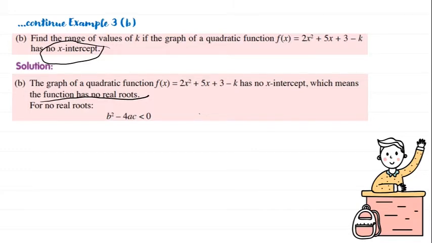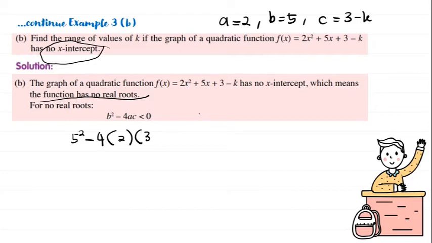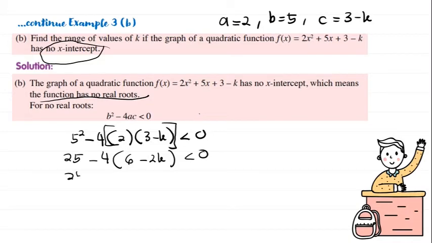So as usual, determine the value of a is equal to 2, b is equal to 5, and c is equal to 3 minus k. Okay, substitute into the formula, you will get 5 squared minus 4 times 2 times (3 minus k) less than 0. So you can expand the bracket first. 4 times 2 times 3, 24, minus 2k less than 0. So 25 minus 24 plus 8k less than 0. So 25 minus 24, 1 plus 8k less than 0.